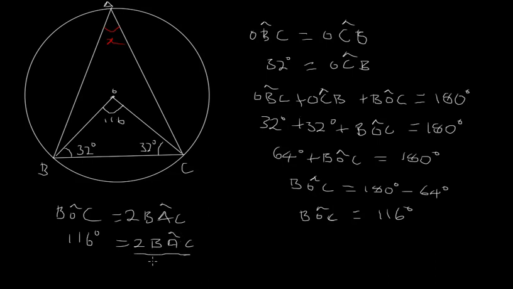We divide both sides by 2, and that gives us 58 degrees. So we have BAC being equal to 58 degrees. And we know that BAC is simply equal to X. So X is equal to BAC, which is equal to 58 degrees. So we've got our X there to be 58 degrees.